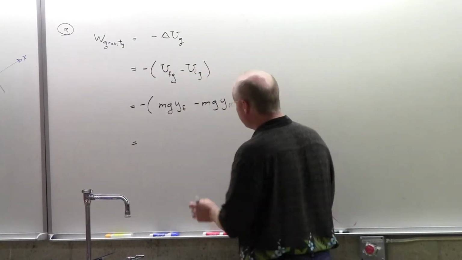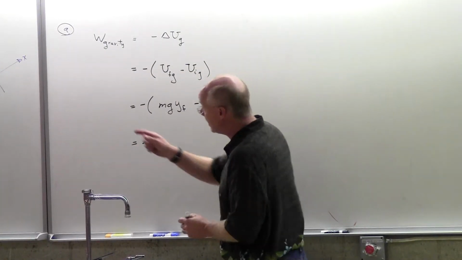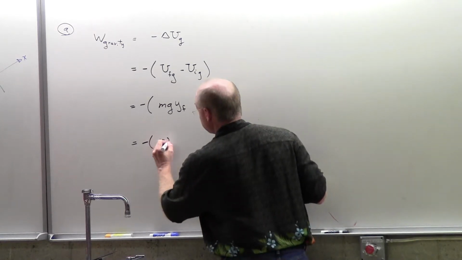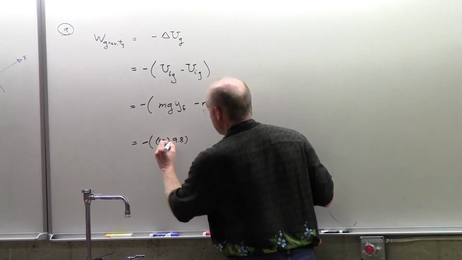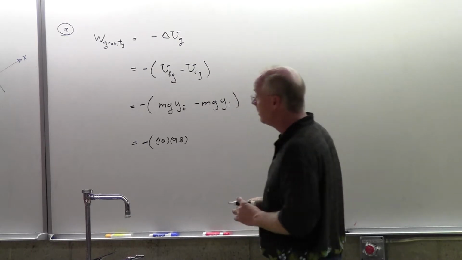And sure enough it is, if you go through this. I mean, the mass was 10. G is 9.8. Ooh, final position?